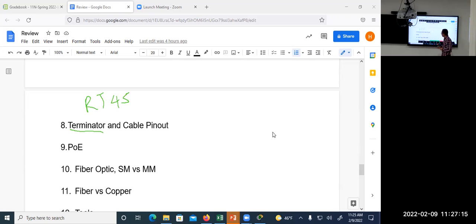And in order to terminate it, you have two standards. The first one is 568A, and the second one is 568B. The difference is only about the cable pinout location, how you terminate it. So I think I can show you in the slide here.